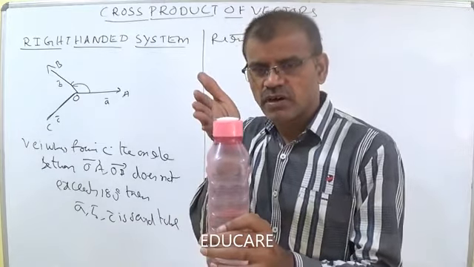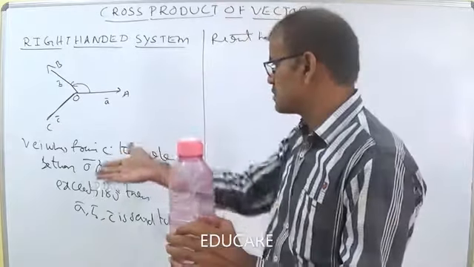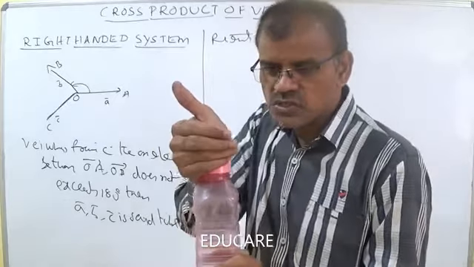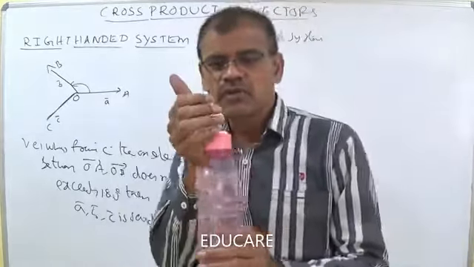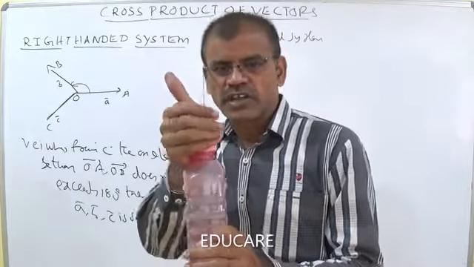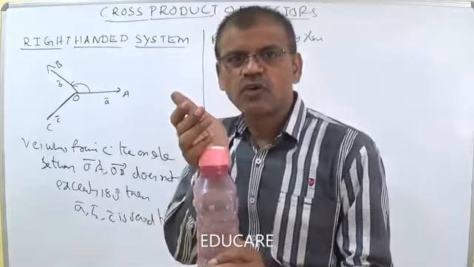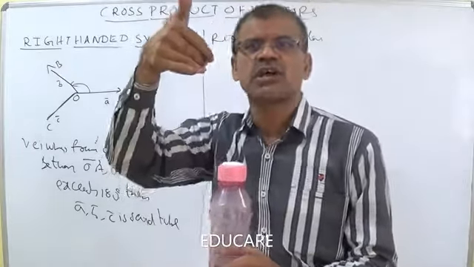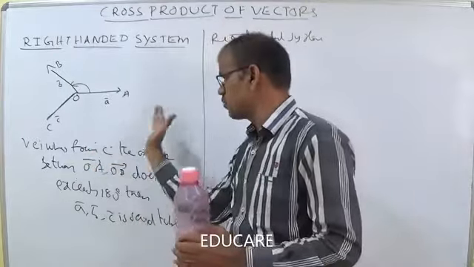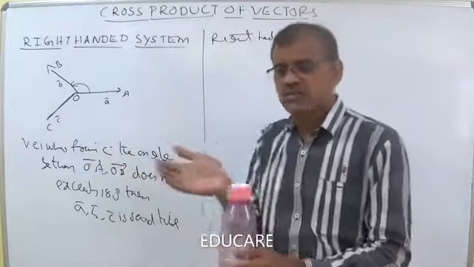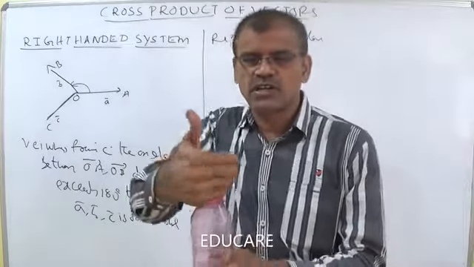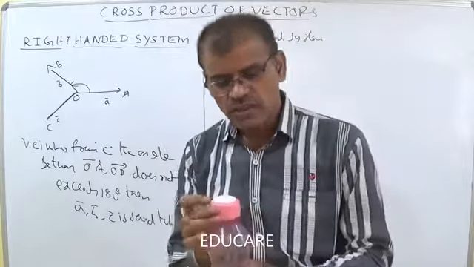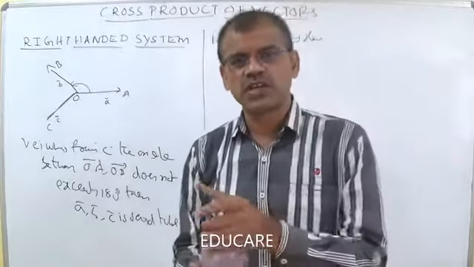Now what is happening? Keeping C fixed, viewing from C, the movement is going like this. This thumb is in the upward direction. Whenever the amount of rotation from the initial ray to the terminal ray is in the positive direction, from 0 to 180, the direction is upwards, and it is said to be a right-hand system. Here also, once again, it is a right-hand system.